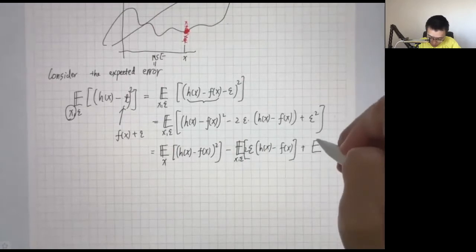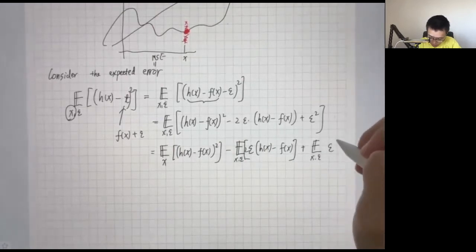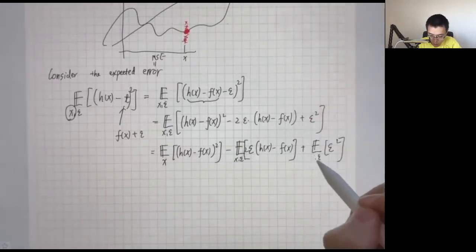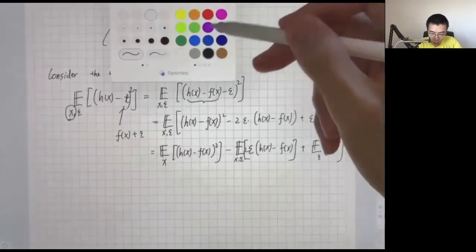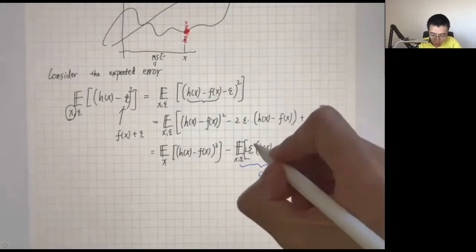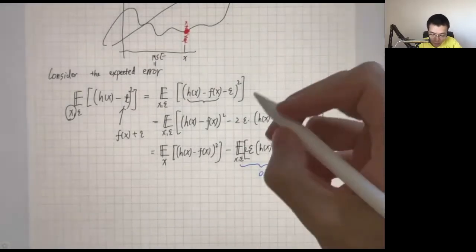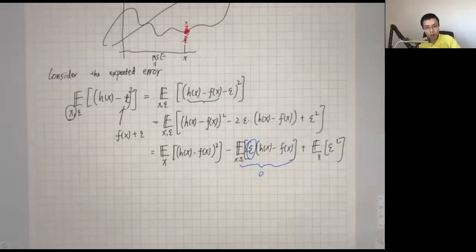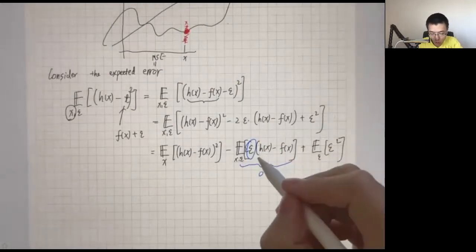Plus. Okay, but this term does not have x, so I only consider epsilon. And now we observe this term is 0, right? Because for whatever x you have, I can compute the expectation of epsilon first, then it gives you 0. Then you compute the expectation of x, it still gives you 0. So this term just vanishes.